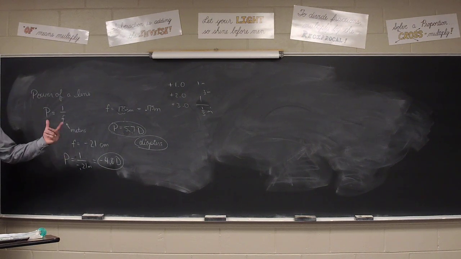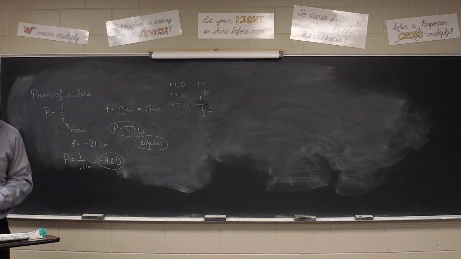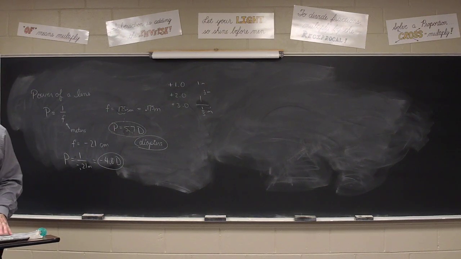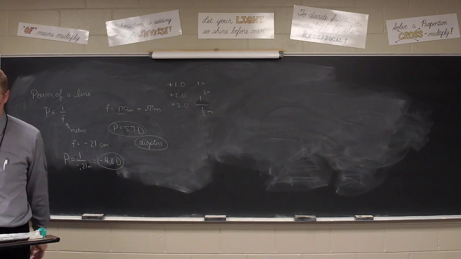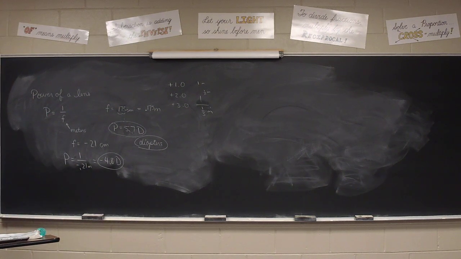Questions on this? So diopters is just the power of a lens, the reciprocal of the focal length when the focal length is in meters, and that's the key. Gotta remember to change to meters first. All right, questions on lenses, especially in relation to correcting the eyes, specifically?